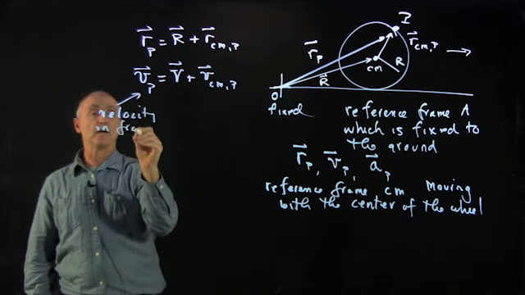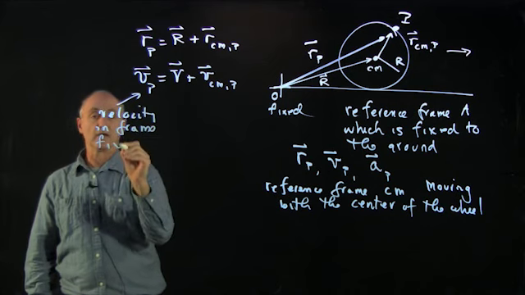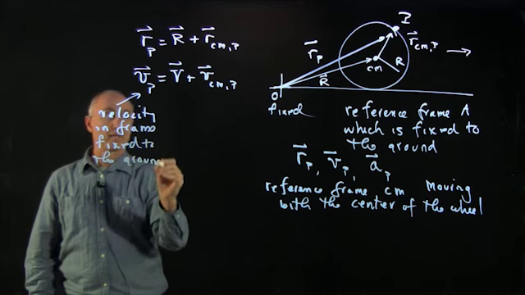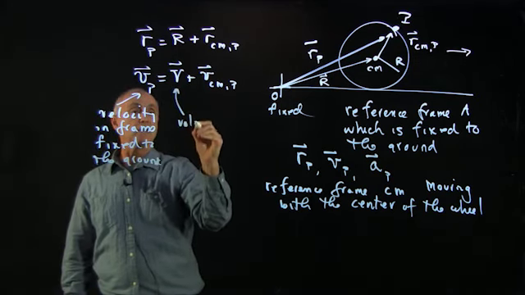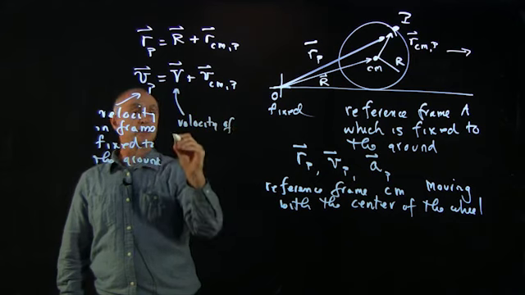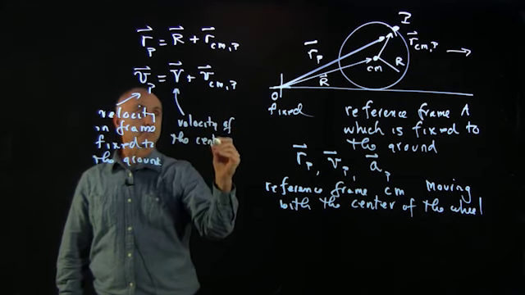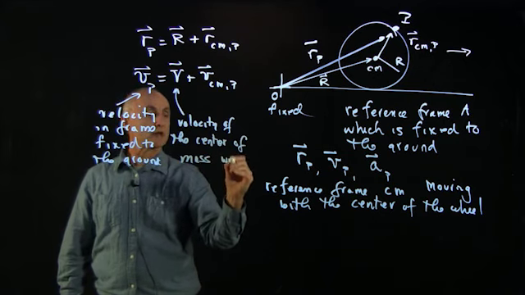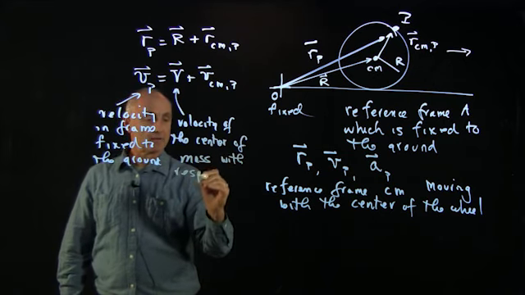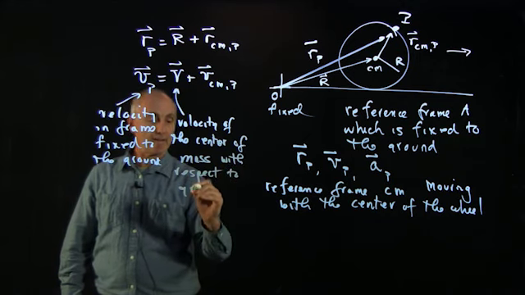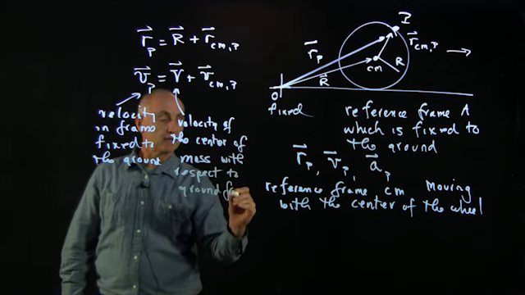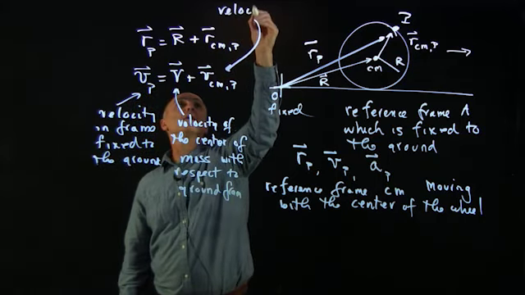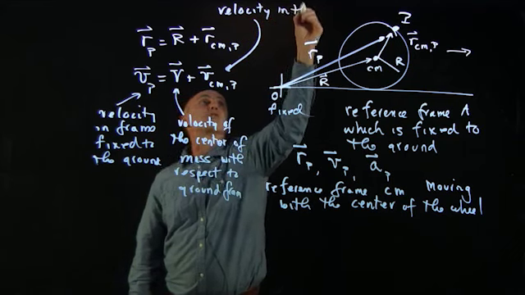This one is the velocity in the frame fixed to the ground. This is the velocity of the center of mass with respect to the ground frame. And finally, v_cm,p is the velocity in the center of mass frame.